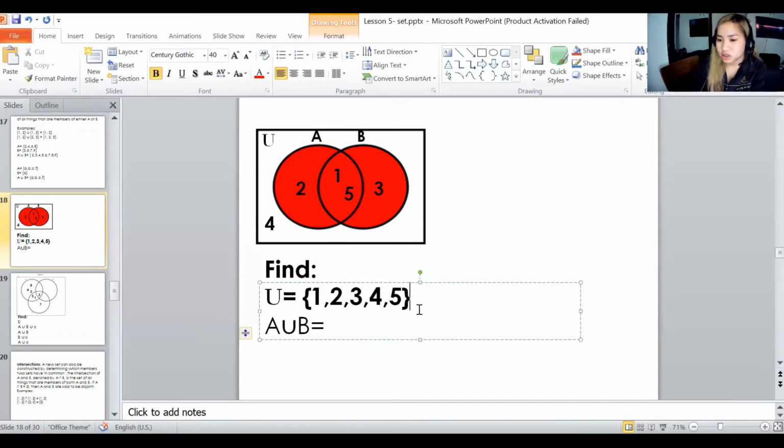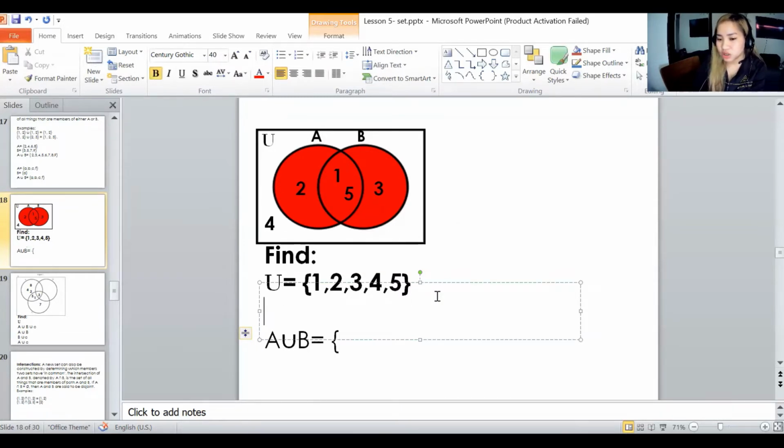Next, we have 5. Yun, sa intersection ni A tsaka B. Kapag pinagsama po natin yung union ni A tsaka B, dito lang po tayo titingin sa circle na to. Hindi natin isasama si 4 kasi nasa labas po siya ng set ni A tsaka B.